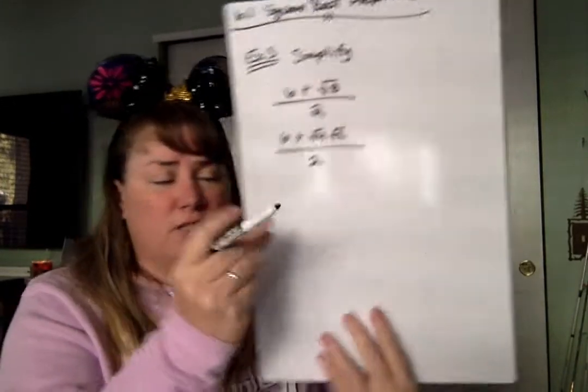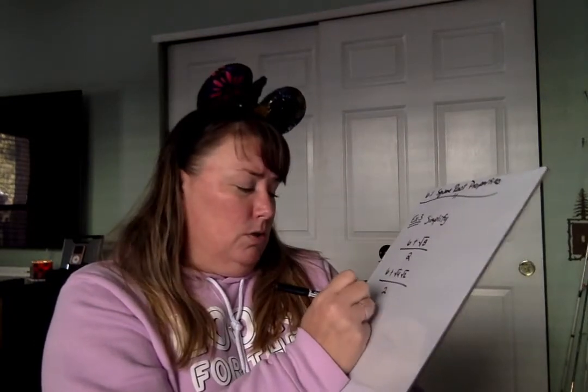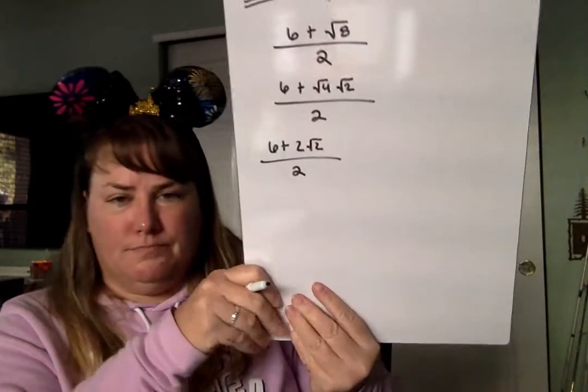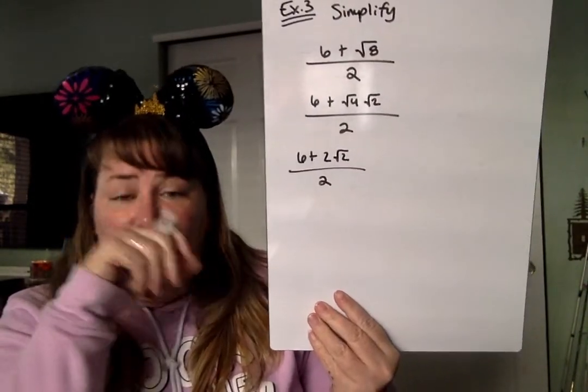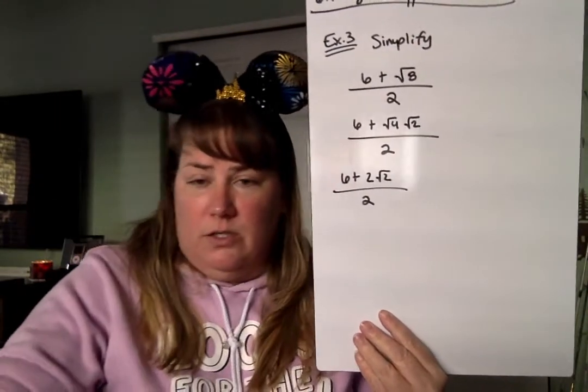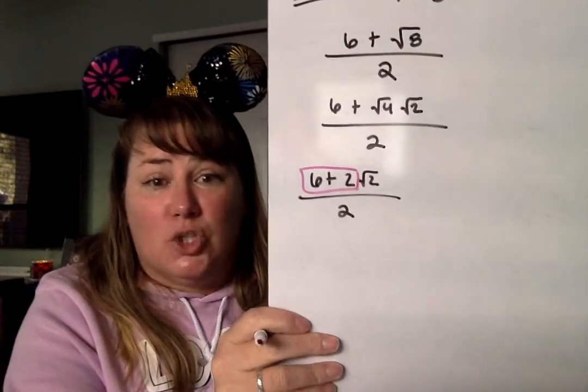Here we go. We can simplify square root 4. So we got 6 plus square root of 4 is 2, 2 root 2 over 2. Now you're looking to simplify. Here's the one thing you cannot do. And I'm going to circle this. Right here. Do not do that.